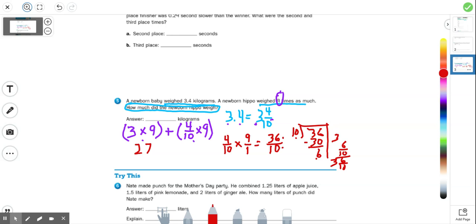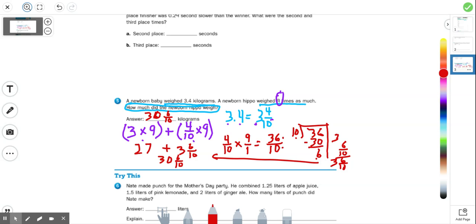Then you bring that over to here, and you add 27 and 3 6/10. 27 plus 3 is 30. 6/10 plus nothing at all, 6/10. And you write your answer where your teacher can easily find it. Whoops, 30 6/10. And there you have it.